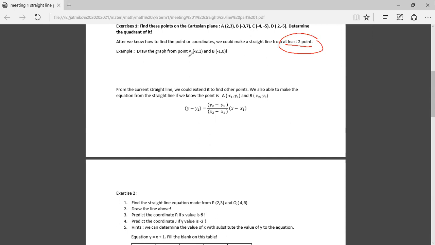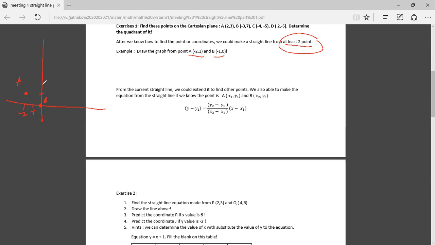So here we have an example. We want to draw a graph through A (-2, 1) and B (-1, 0). So I will make a simple Cartesian here. Let's say here is -2 and then 1, so here is point A. And then for point B, (-1, 0). So this is for point B.